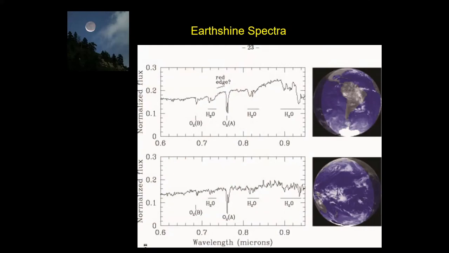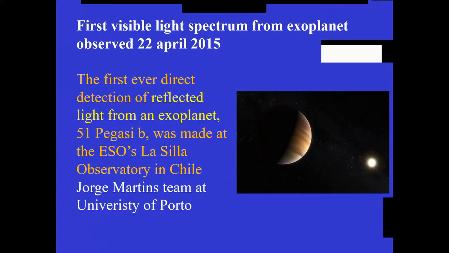We look for those now on Earth. We measure something called the Earthshine spectrum, which is the reflection spectrum from the Moon, looking at the light coming off the Earth, reflected off the Moon, and you'll see there the red edge. So some people feel that we could use that.